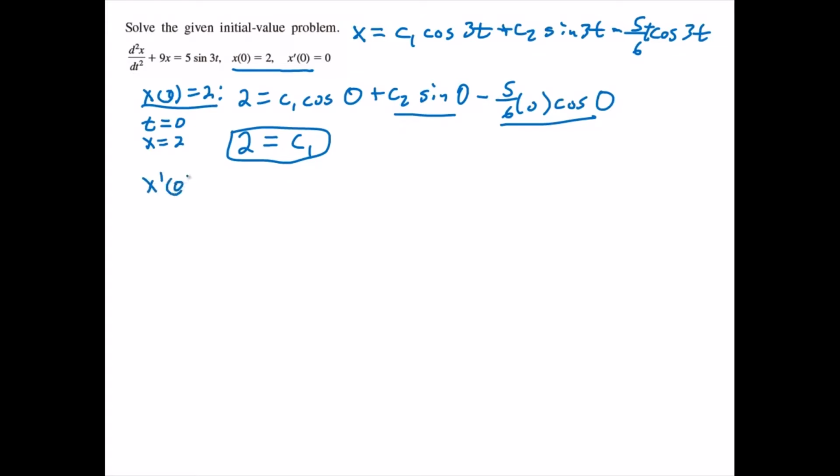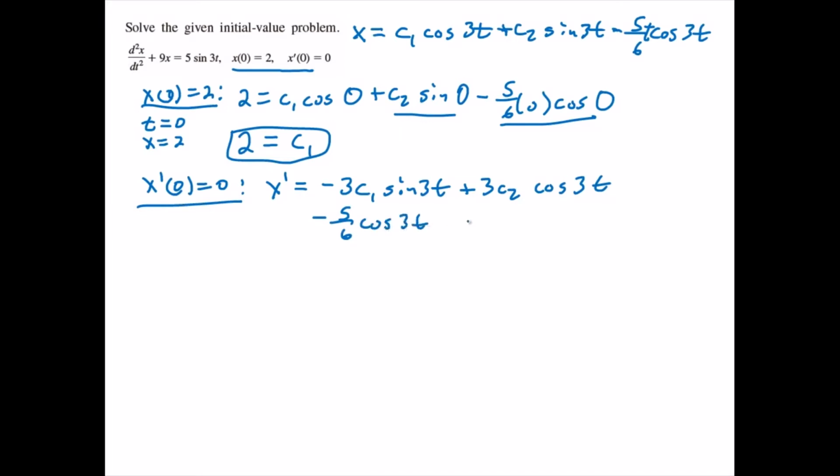Then we have the condition x prime of 0 is equal to 0. Well, first we'll have to find x prime. Now we can easily verify that x prime, just using our product rule, that's going to be negative 3 times c sub 1 times the sine of 3t plus 3c sub 2 times the cosine of 3t, and then we'll get minus 5/6 times the cosine of 3t plus 5/2 t times the sine of 3t.